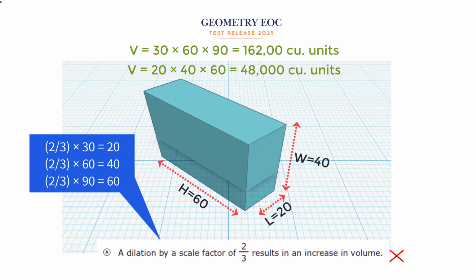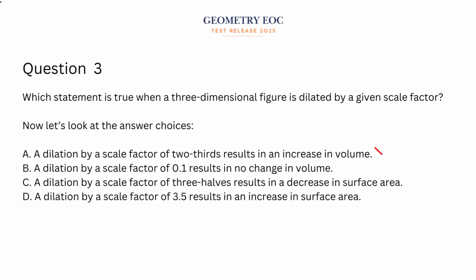Now look at choice B. It says a scale factor of 0.1 results in no change in volume. 0.1 is much smaller than 1. That would shrink every dimension dramatically. If every dimension shrinks, the volume absolutely changes, and it becomes much smaller. So B is false.